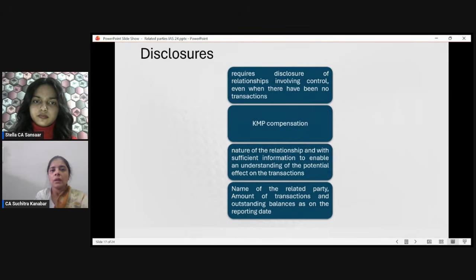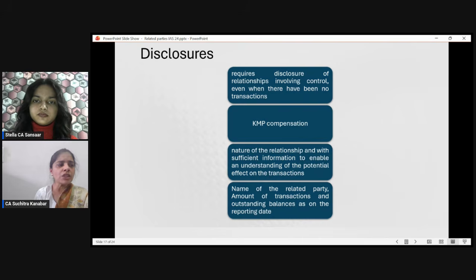Disclosures. It requires disclosures of relationships involving control even when there have been no transactions. This is especially in respect of group relationships: holding company, parent company, and subsidiary company. Key management personnel compensation: here you have short-term benefits and long-term benefits, basically salary, bonus, gratuity, employee stock option. Then you have termination benefits and retirement benefits getting covered over here. All these need to be stated here.